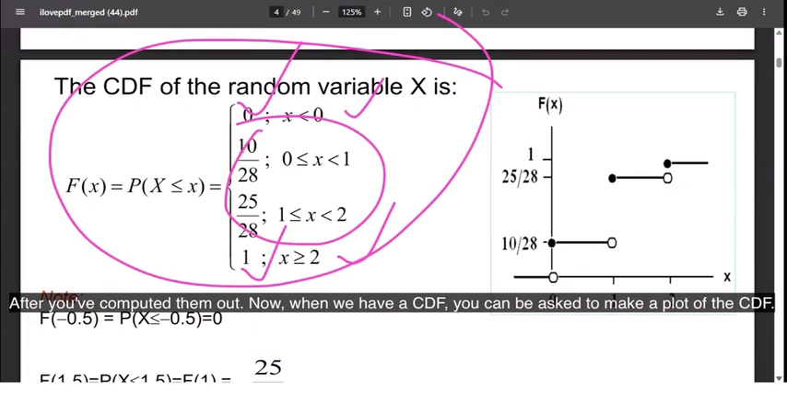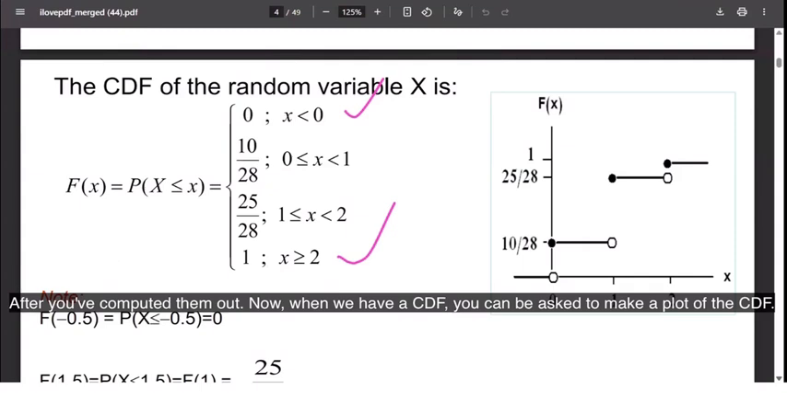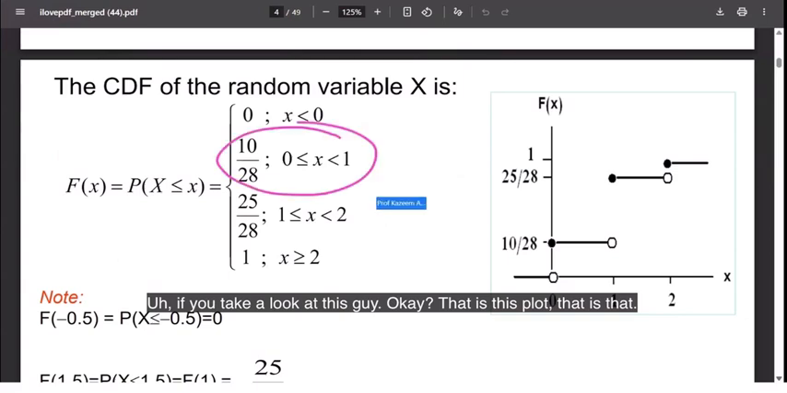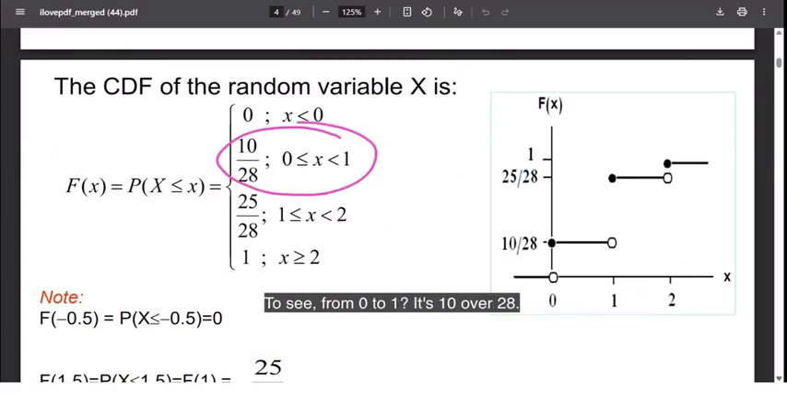Now, when we have a CDF, you can be asked to make a plot of the CDF. So what do you actually want to plot? If you take a look at this, that is this plot. You see, from 0 to 1 is 10 over 28.